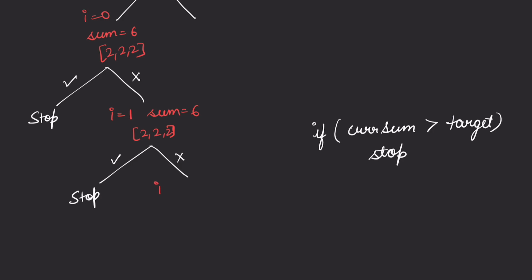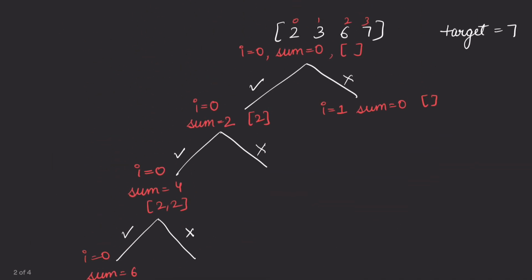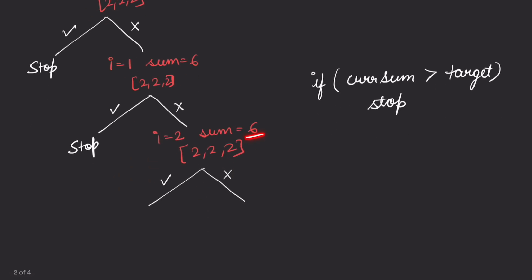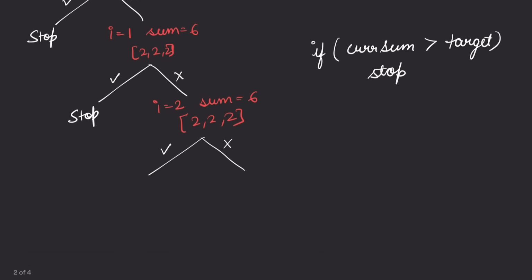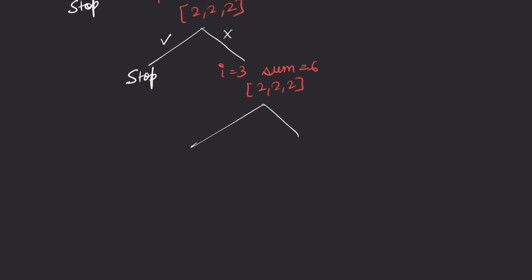Then in this case our index will become 2, sum will remain as is and the array will also remain as is, right? Now for this also we have two cases, take or don't take. When you take index 2, what is the element at index 2? It is 6, right? So when you add 6 to 6, your sum will become 12, which will be greater than the target. Then that means you will stop here. And when you won't consider it, then your index will become 3, your sum will remain as is, array will also remain as is, right? Now for this also you will have two cases, take it or don't take it.